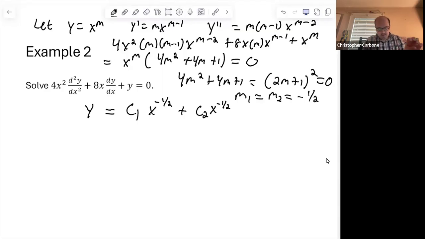And this one, because of the repeated root portion of this, and both of these would be the same exact thing, we need to multiply this second one by the natural log of x for this type of equation.